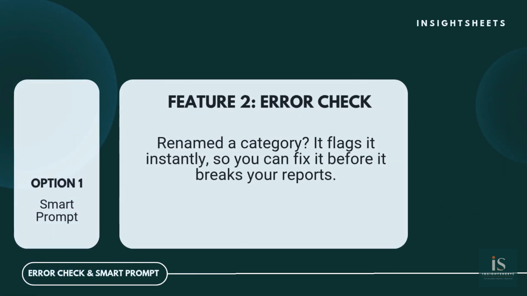The error check is your safety net. If you ever accidentally rename a category or subcategory in your Inputs tab, this'll flag it immediately so you can fix it before it affects your reports.